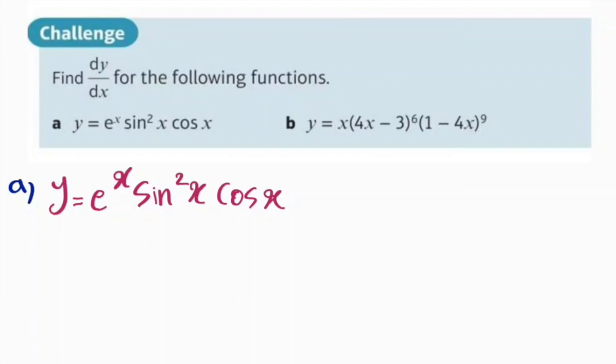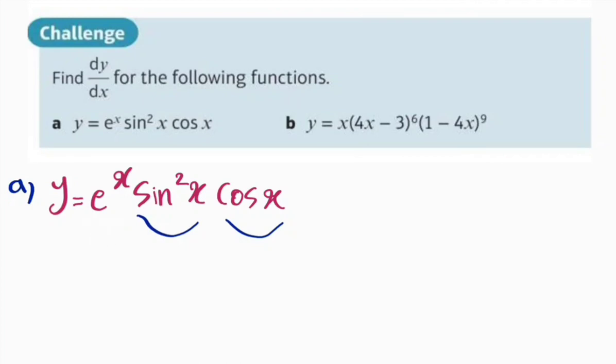As you can see, we have three different functions: e to the x, sine squared x, and cos x. It's not like the usual product rule type questions that we see where we have two functions. So what should we do? We simply need to take two functions and treat that as a single function being multiplied by another function. So basically we apply the product rule twice. That's what we are going to do.